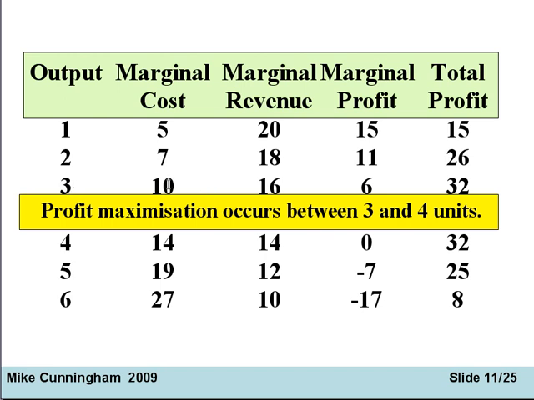If we make 3, the marginal cost, i.e. the cost of making the third one, is 10. The revenue from selling the third one is 16. Therefore, the profit from selling the third one is 6. It's 16 minus 10.